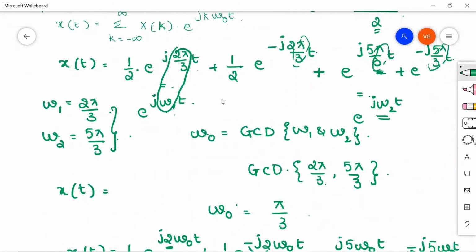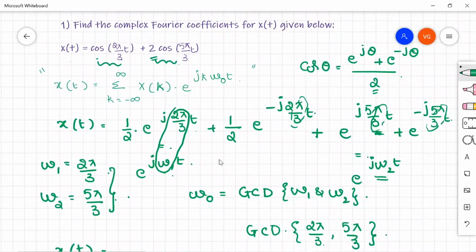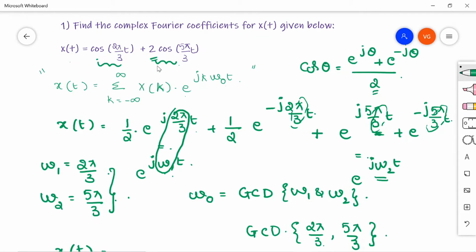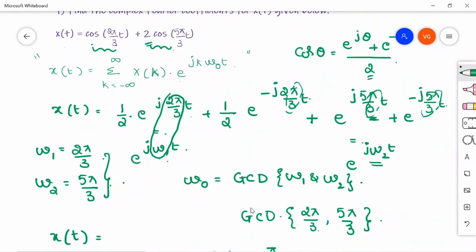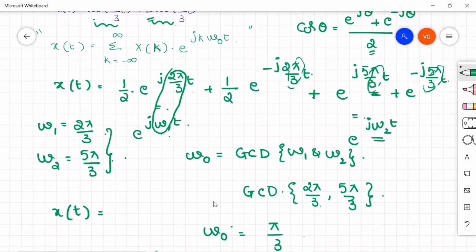I'll explain once again. The given signal contains two cosine signals of different frequencies. First of all, you have to write down the given signal in terms of e powers, so that you can compare it with the standard form. So I have written cos theta as e power j theta plus e power minus j theta by 2. As it is a combination of two different frequencies, we have to bring down the common frequency. So I wrote omega 1 and omega 2. To find the common frequency, the GCD of omega 1 and omega 2, I found it as pi by 3.